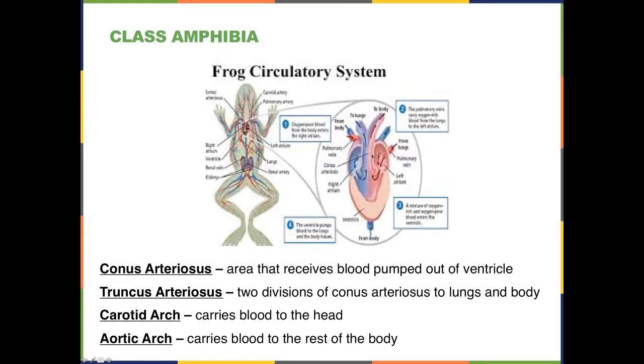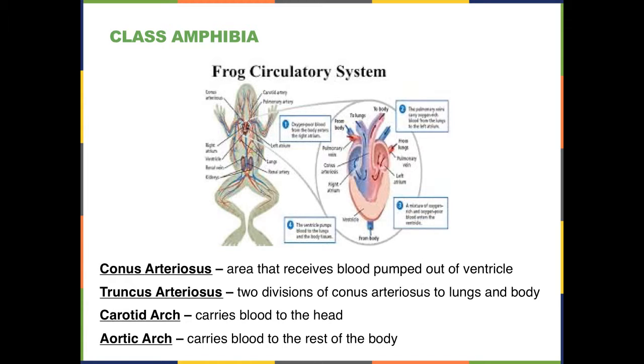It comes out the ventricle, and then it divides into two branches. Okay, so when it comes out through what's called the conus arteriosus, which is a single vessel that comes out of the ventricle, then it divides into two truncus arteriosus, and one trunk goes to the lungs to get more oxygen. The other trunk goes to the body to deliver oxygenated blood.